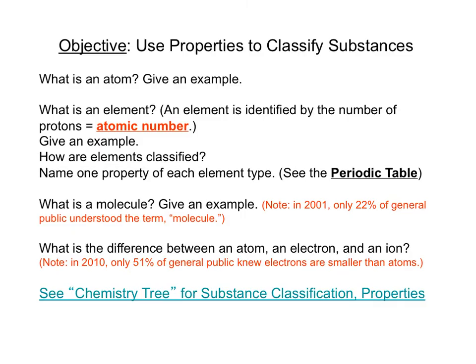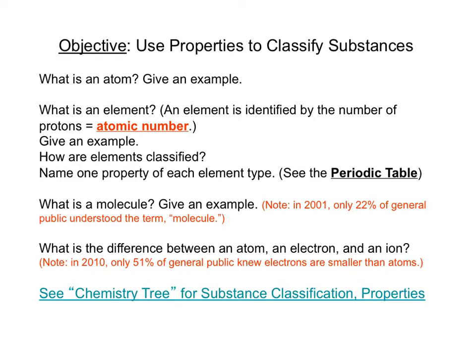Before we use properties to identify substances or to separate mixtures, let's use properties to classify substances. So stop the video and answer these questions. Here are the answers. A common definition of an atom is the smallest unit of matter. An element has the same kind of atoms. Elements are classified by metals, nonmetals, and metalloids or semimetals. One property of metals is they're conductors. One property of nonmetals is they're insulators. One property of metalloids is they're semiconductors.